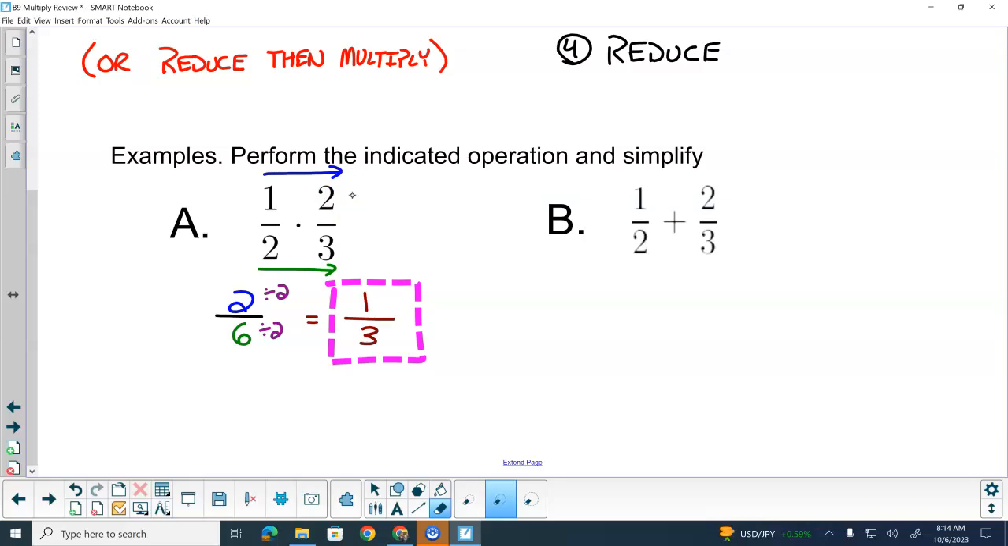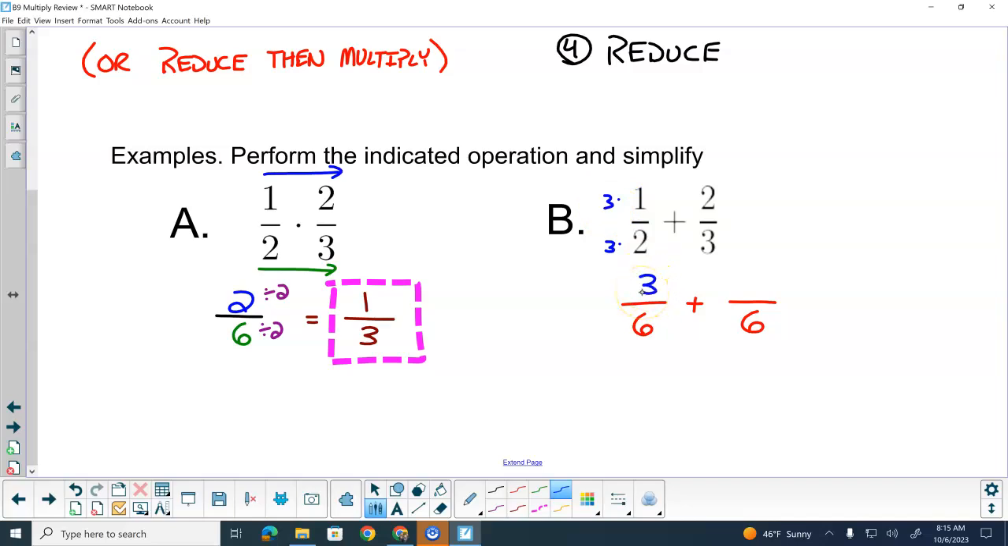Adding now here in part B, what do I got to get first? Common denominators. What's my common denominator of 2 and 3? 6. Do we all agree with 6? Okay. 2 times what gives me 6? 2 times 3, so I have to multiply there by 3. So I got to multiply up there by 3. 1 times 3 is 3.